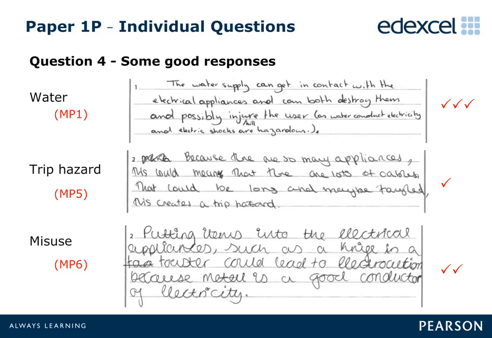The first describes a water hazard, marking point 1, and then goes on to say that water conducts and that this can cause an electric shock. The second identifies the hazard of tripping over cables, marking point 5, but gives no worthwhile amplification. The last one points out that electrical appliances can be misused, marking point 6, and describes how this, too, could cause an electric shock.